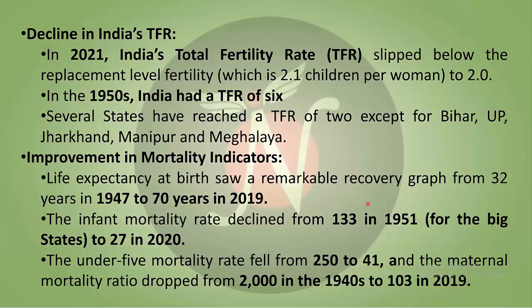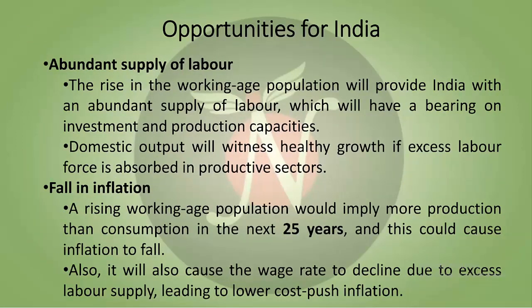The infant mortality rate declined from 133 in 1951 to 27 in 2020. Now, the under 5 mortality rate fell from 250 to 41, and the maternal mortality ratio dropped from 2000 in 1940s to just 103 in 2019.